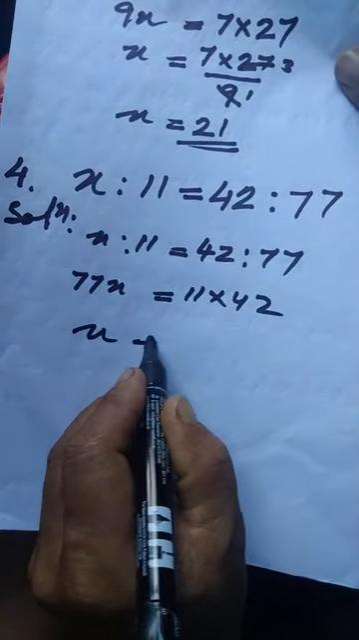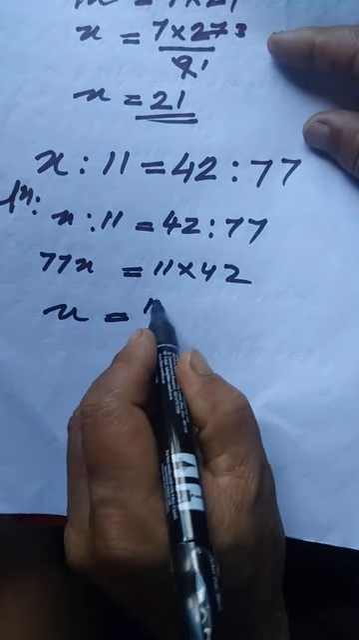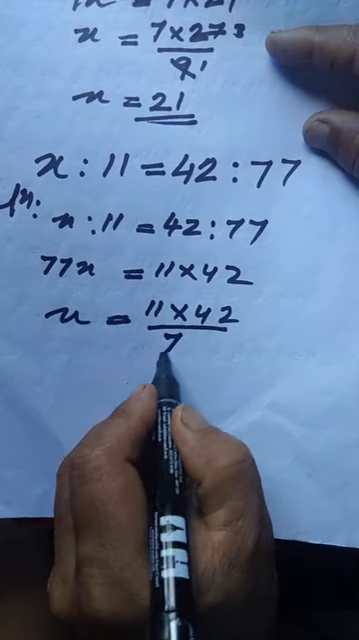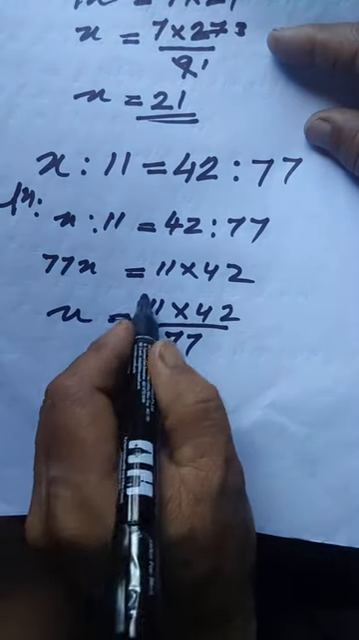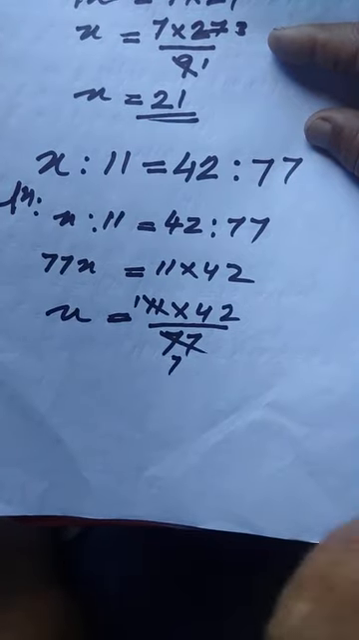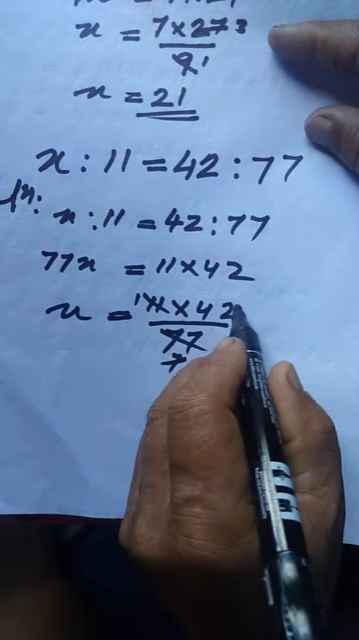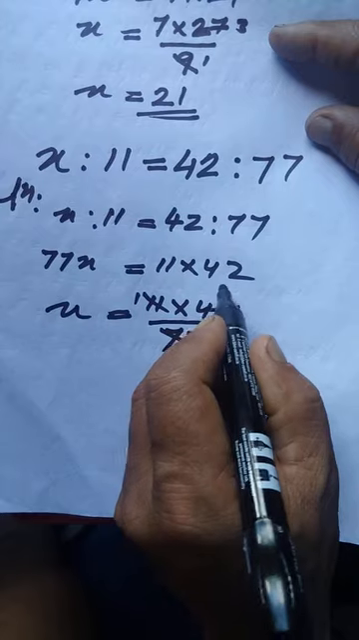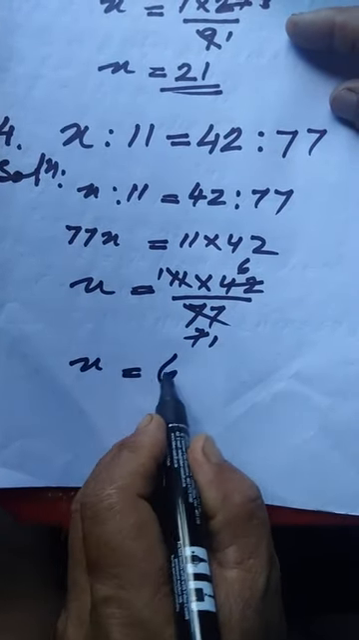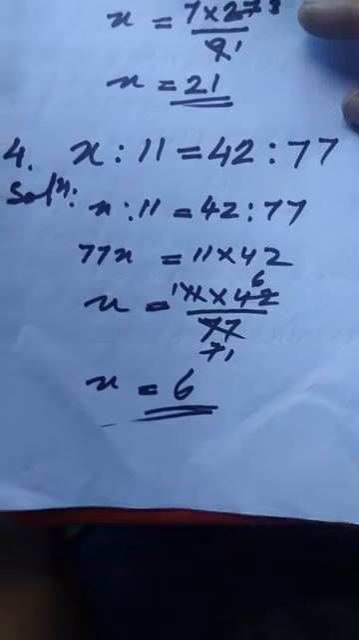x equal to 11 multiply with 42 by 77. Now 11 you divide: 11 ones are 11, 11 sevens are 77, so we reduce to 7. 7 ones are 7, 7 sixes are 42. x value is 6.